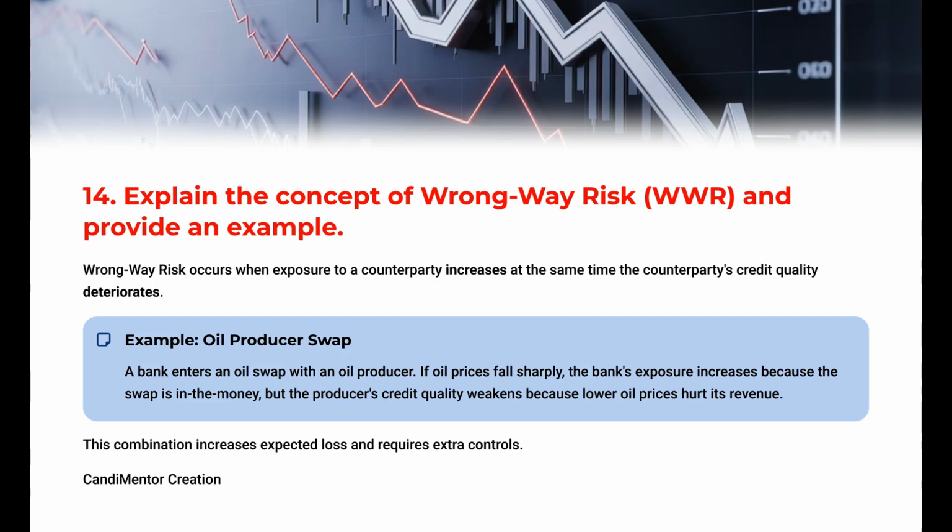Explain the concept of wrong-way risk, WWR, and provide an example. Wrong-way risk occurs when exposure to a counterparty increases at the same time the counterparty's credit quality deteriorates. Example: a bank enters an oil swap with an oil producer. If oil prices fall sharply, the bank's exposure increases because the swap is in the money. But the producer's credit quality weakens because lower oil prices hurt its revenue. This combination increases expected loss and requires extra controls.